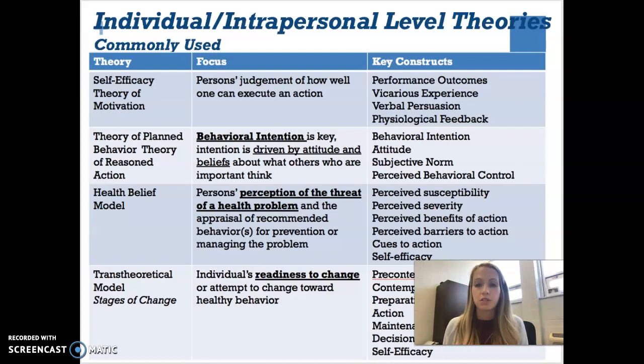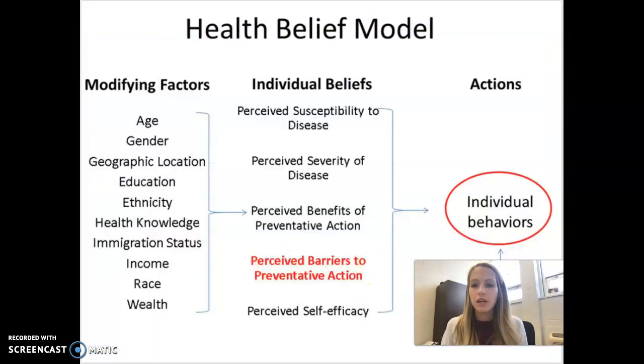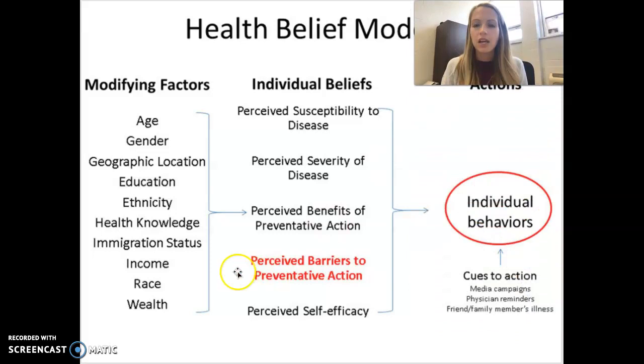So, there's a perceived susceptibility and a severity, perceived benefits of an action, perceived barriers to an action, cues to action, and self-efficacy. So let's take a look at this a little bit further. Here we have our health belief model, and we're talking about these individual beliefs here. So let's take an example of an individual watching TV, and they see a commercial for exercise. And let's say that they're pretty sedentary and they have a family history of heart disease.